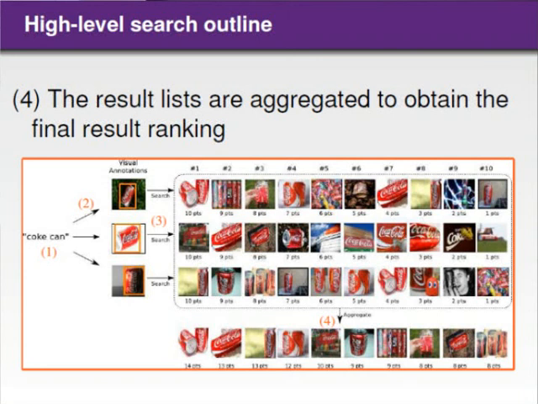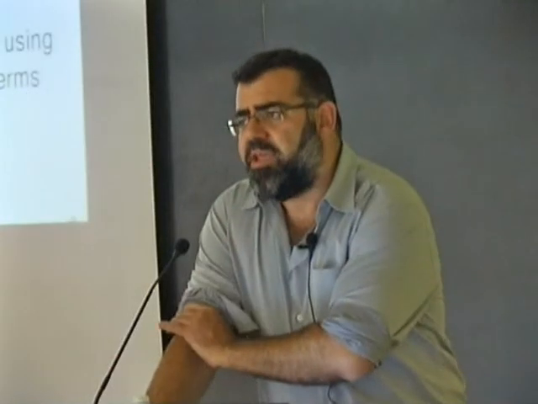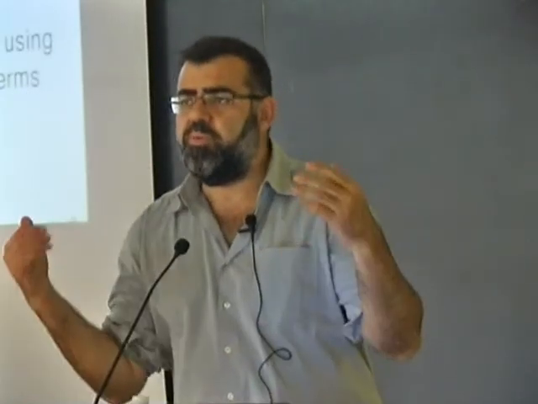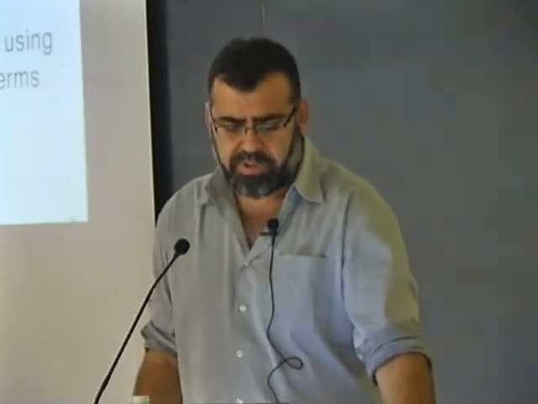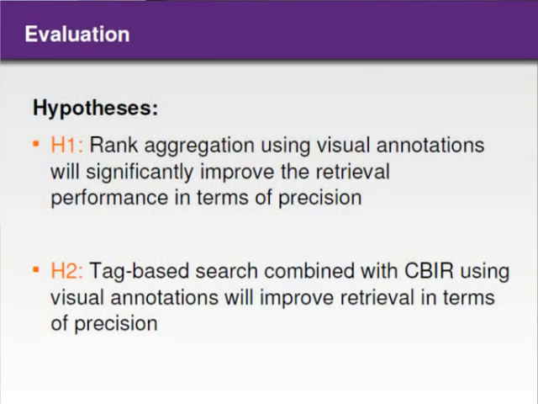So basically, here you want to show two things. First, that ranking aggregation, so using the wisdom of crowds at the internal level, works. And second, when you combine tag-based information with image-based information, you can do much better. This was a paper presented in ACM Multimedia Information Retrieval about 1.5 years ago.